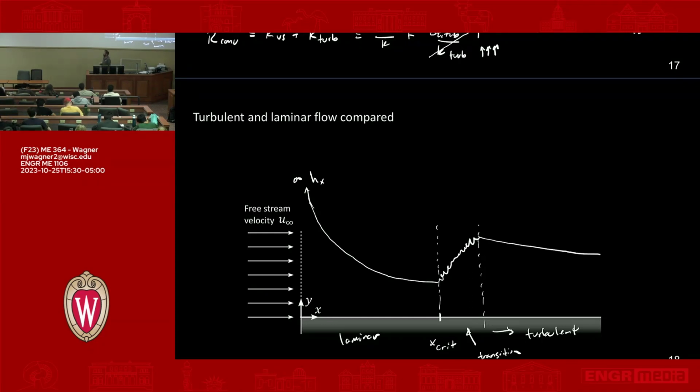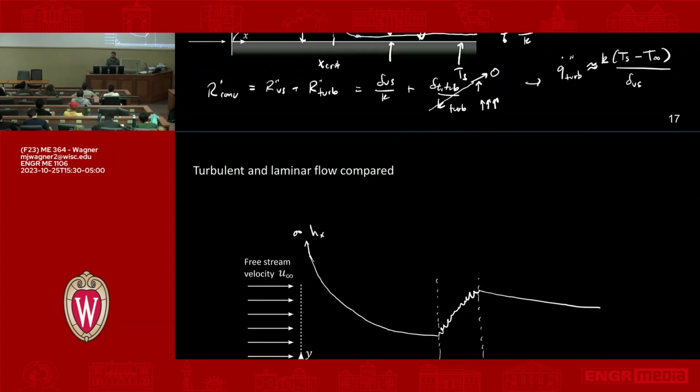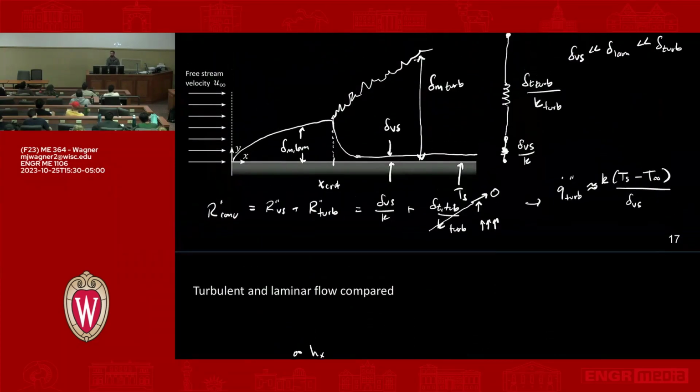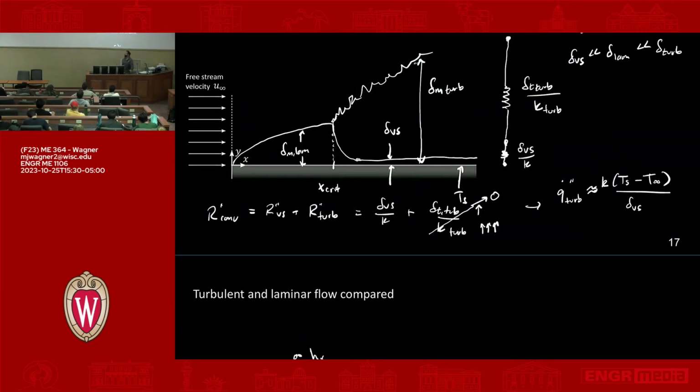So maybe some subtle things here. One is, is the viscous sublayer going to continue to grow indefinitely? Right? Is this viscous sublayer going to continue to grow indefinitely? Yes. Why? Well, because the turbulent boundary layer is growing indefinitely. Right? There's nothing stopping the turbulent boundary layer from growing.